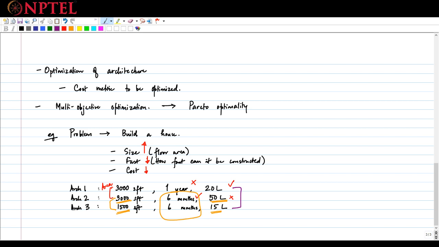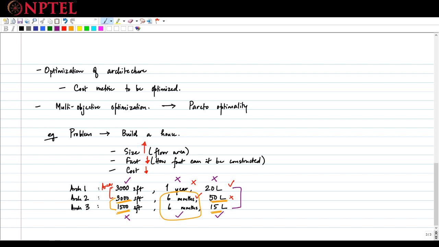Which one is better? The first one has better area. It takes longer, which is not good, and it also costs more, which is not good. So the point is, even if I take only 2 of these solutions at a time, I already have different metrics on which one or the other does better.